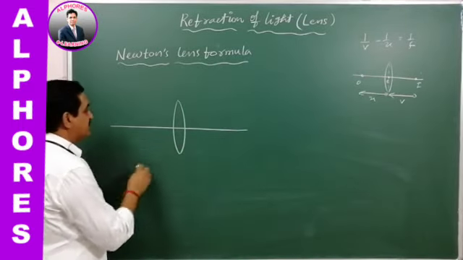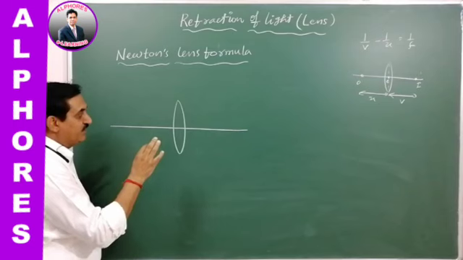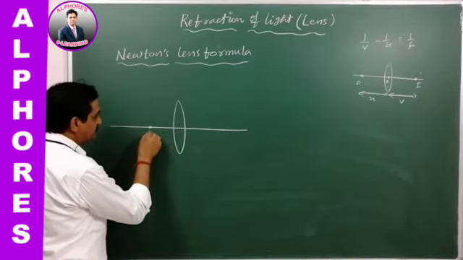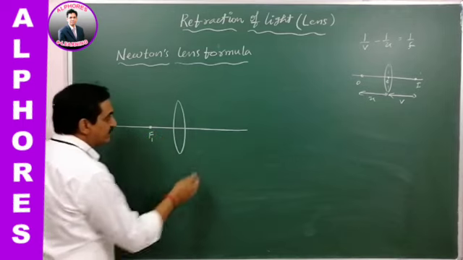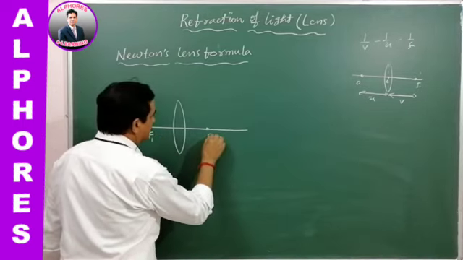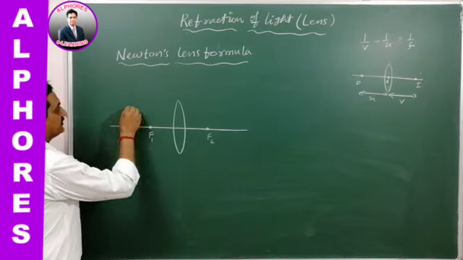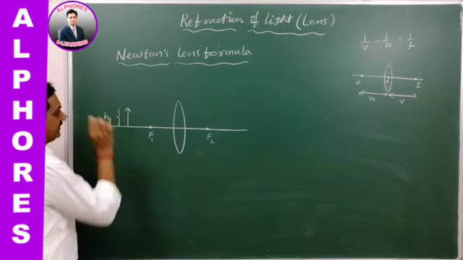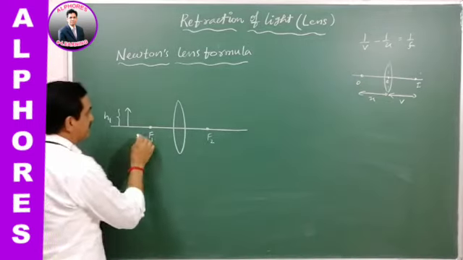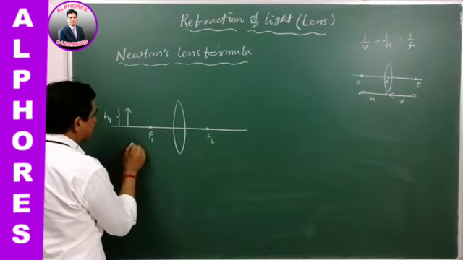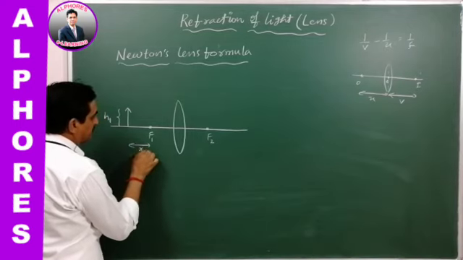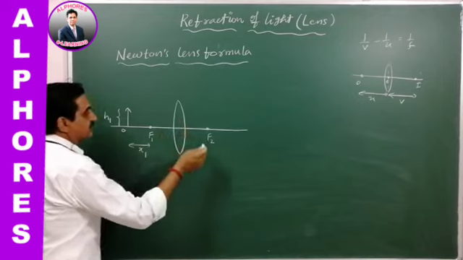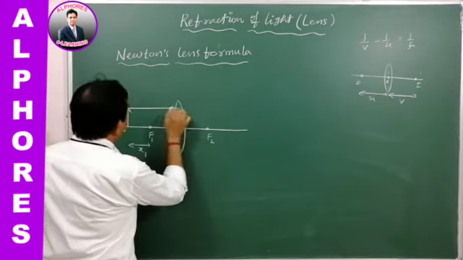Here, the object and image distances are not taken from the optic center, they are taken from the focus points. This is the first principal focus f1, this is the second principal focus f2. An object of height h1 is kept at a certain distance from the first focus point, say x1, which is known as the object distance, and its corresponding image is formed on the other side.